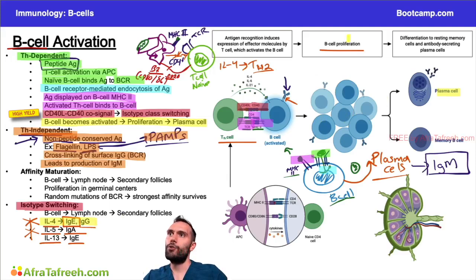Some of these B cells, through this proliferation, will eventually become memory cells, so that if we ever interact with that antigen again, we'll have a much more robust response in the future. Okay, so that's where the memory response comes from.